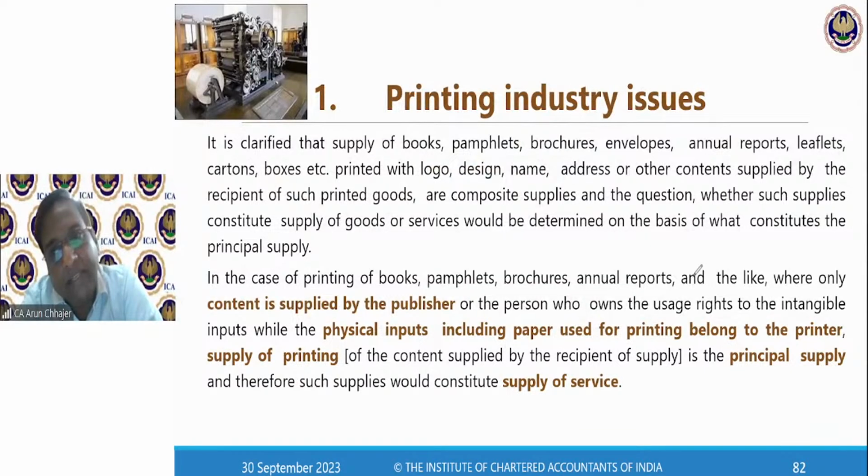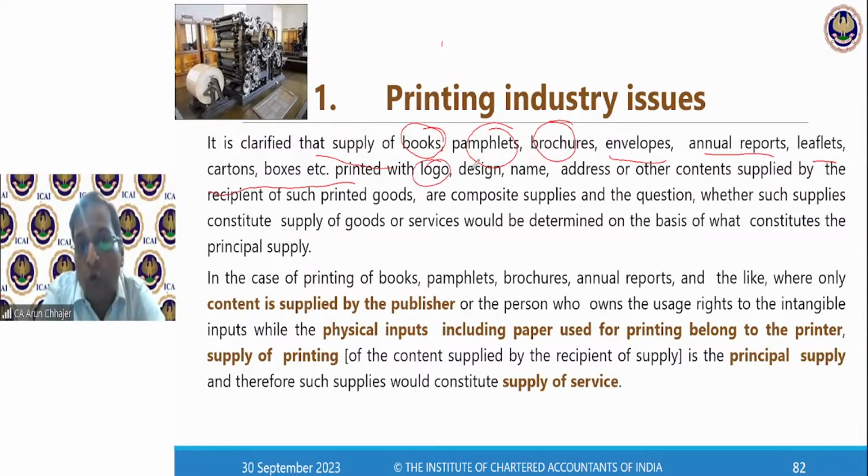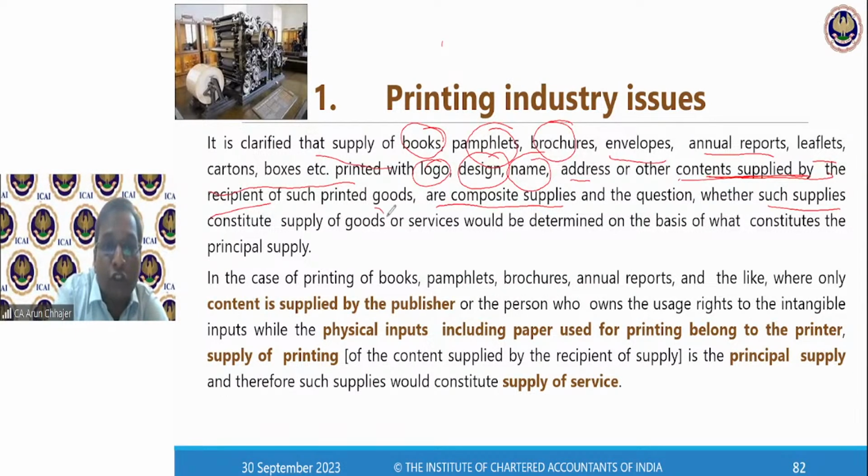Now, certain printing industry related issues were there that have also been clarified by Circular 11. It has been clarified that supply of books, pamphlets, brochures, envelopes, annual reports, leaflets, cartons, boxes printed with the logo, design, name, address or other content, where the content is supplied by the customer, are composite supplies. And the question whether such supply constitutes a supply of goods or services will be determined on the basis of what is the principal supply.